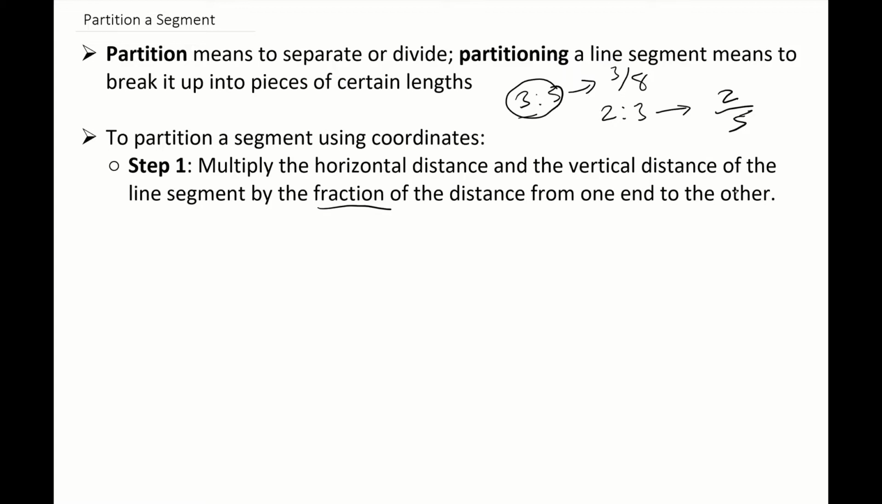If you're talking about 3/8 of the distance from A or from the initial point, then you're using 3. But we'll get to that when we do the example. Basically, you're going to multiply horizontal distance and vertical distance by this fraction, okay?